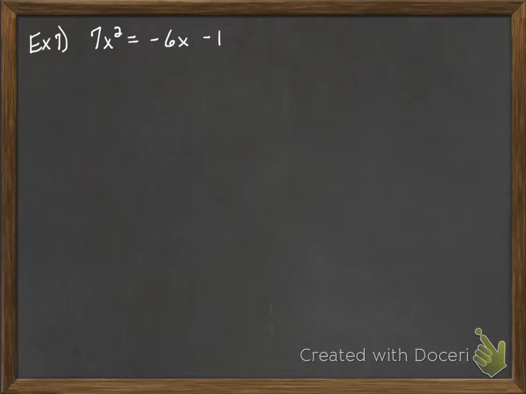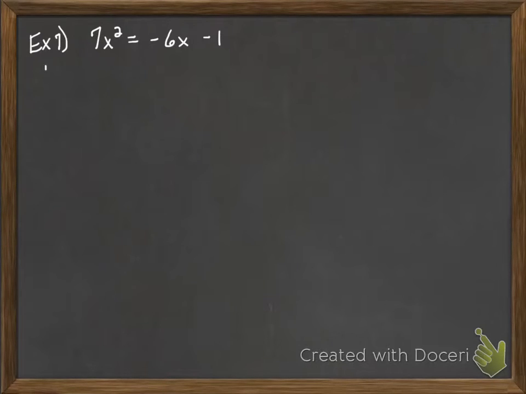So let's look at 7x squared is equal to negative 6x minus 1. If your equation is not set equal to 0 to begin with, then you have to take the negative 6x and move it over to the left-hand side. You have to take the negative 1 and move it over to the left-hand side and make the right-hand side completely empty so we can put a 0 there.